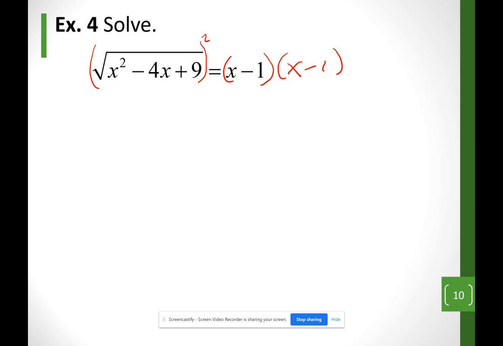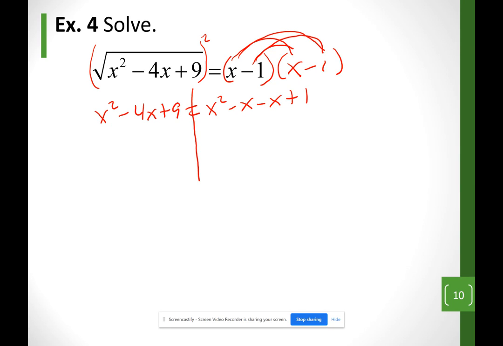On the left side, I have x squared minus 4x plus 9 is equal to, let me distribute the x. So that gives me x squared minus x. Let me distribute the negative 1. It's going to give me negative x plus 1. Let me separate it from the equal sign, and let me simplify each side. x squared minus 4x plus 9 is equal to x squared minus 2x plus 1.